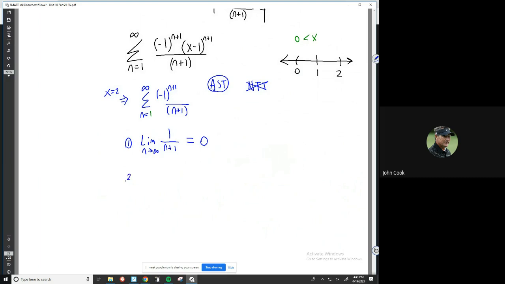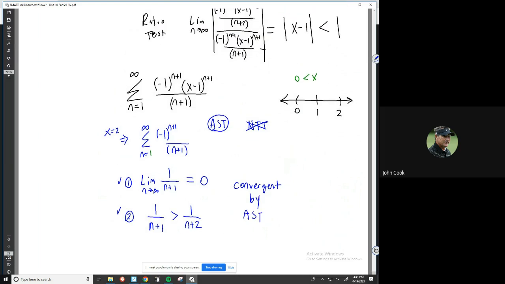The next step is to show that it is decreasing. So I would check the nth term, which is 1 over n plus 1. And then I would check the n plus 1 term, which would be 1 over n plus 1 plus 1, which would be n plus 2. And sure enough, since the denominator is bigger, that thing is going to be smaller. So both of these things check out. That means that this thing is going to be convergent by the alternating series test. And since it's convergent by the alternating series test, we put a bracket symbol right there. That means that we include the number 2 for convergence.